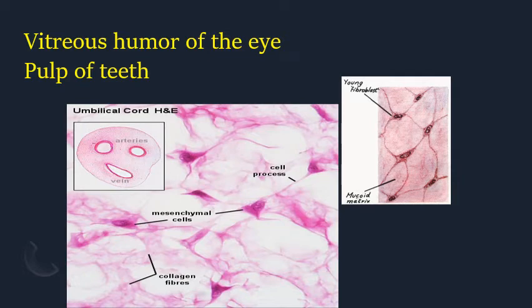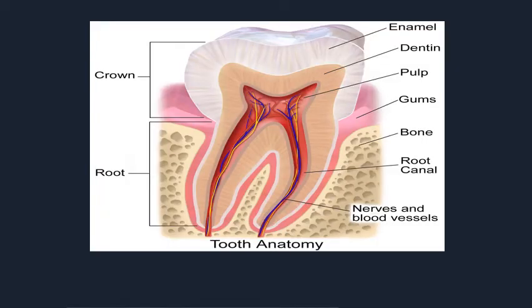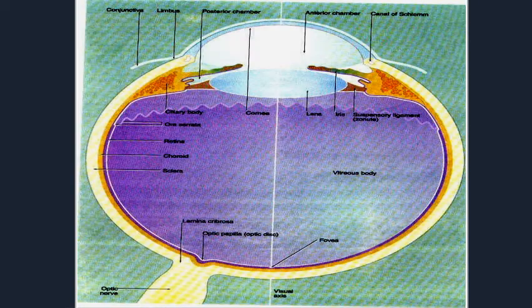Here is the umbilical cord formed of 2 arteries and 1 vein, and this is the mucoid connective tissue. Present in the pulp of the teeth in order to avoid tension on the nerve. In the vitreous humor to avoid tension on the retina.